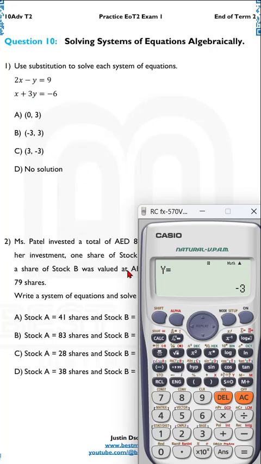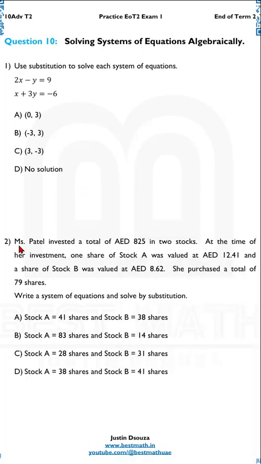If we go to the next one, again we will solve them. Mode Pi 1 and type the coefficients 2, minus 1, and then we have 9 here. And same thing here, it's 1, 3, and minus 6. So it's 3 and minus 3, that is option C again. Now we have a real world problem.